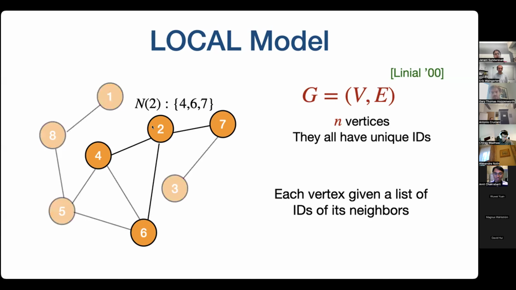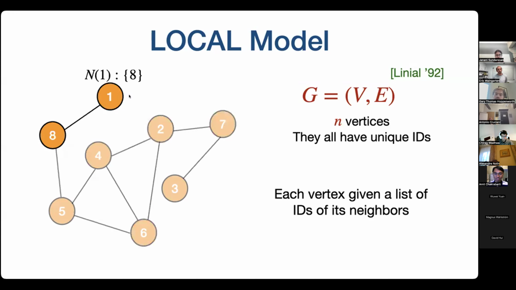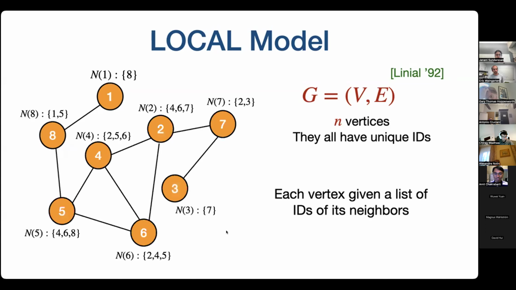Vertex 2, this agent, is only going to know its immediate neighbors. By that, we mean that it's going to be given a list of identities which all belong to its neighbors. So 2 is going to see that it has edges to 4, 6, and 7, and it doesn't know anything else about the graph. Vertex 1, for instance, is going to know that it has an edge to vertex 8, but it won't know anything else about the topology of the graph. This is what the information that each vertex has looks like. They will just have a list of their own neighbors, and that's it.